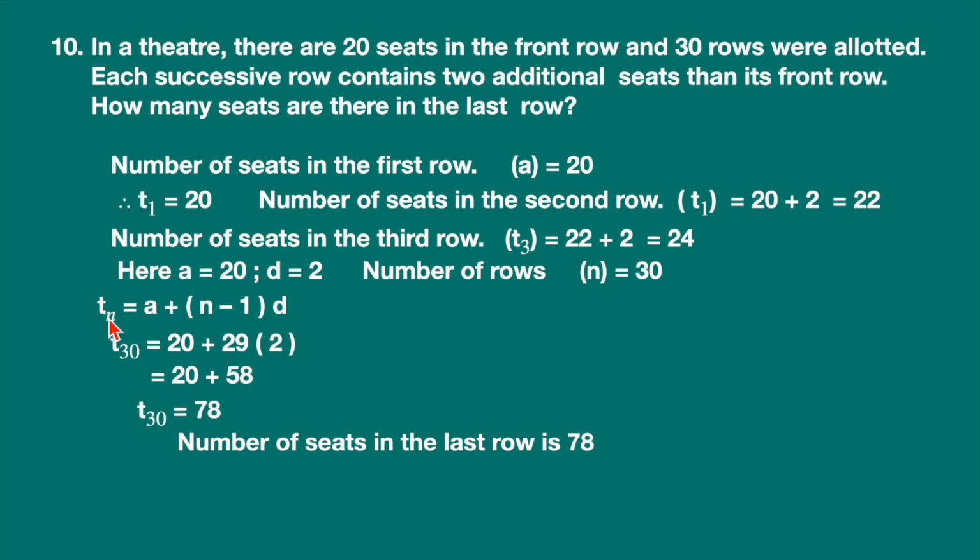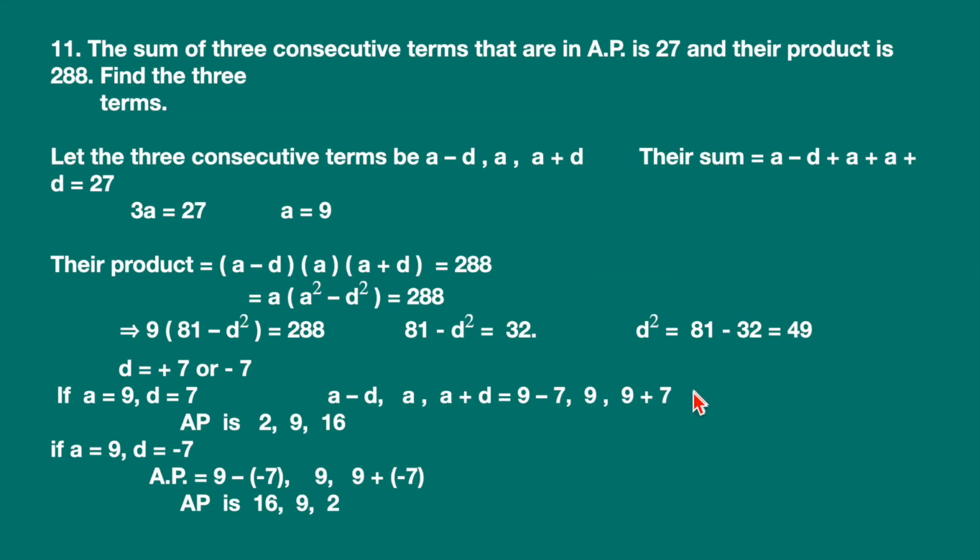So let us write down the formula. Tn is equal to a plus n minus 1 d. N is 30, so substitute here. 30 minus 1 is 29. Put d is equal to 2. Simplify. You get T30 is equal to 78. So the number of seats in the 30th row will be 78 seats.